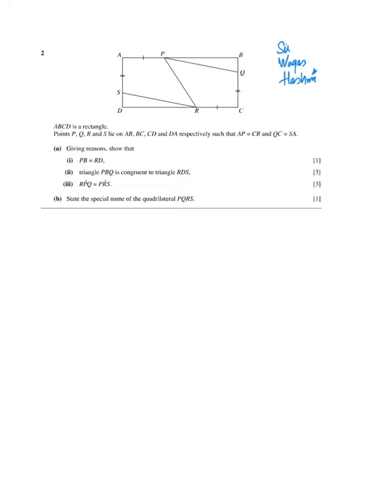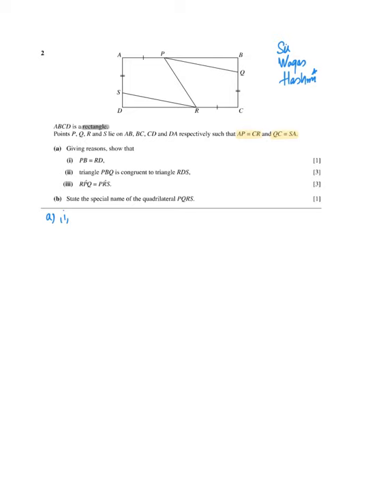It's question number 2. The topic name is similar and congruent triangles. The question says ABCD is a rectangle. Now I'm going to highlight the important words here. So the first word is rectangle, that is quite useful. Points P, Q, R and S lie on AB, BC, CD such that AP equals CR and QC equals SA. Give reasons. Show that, the first part, PB is equal to RD. So the lengths PB and RD, they are equal. We need to show that.